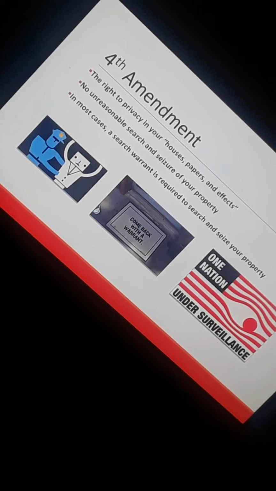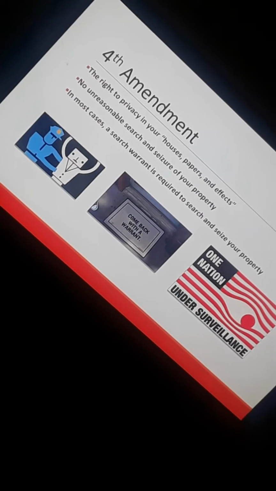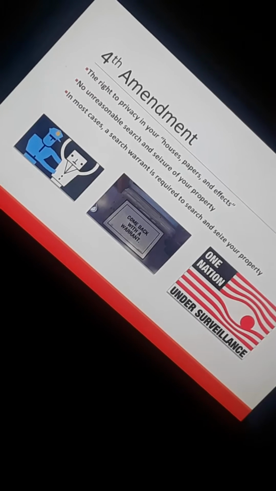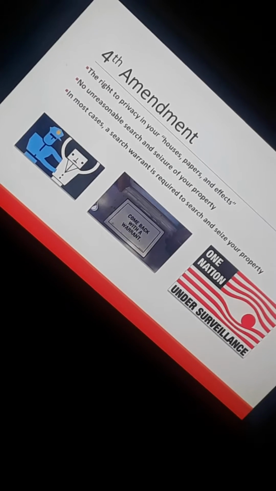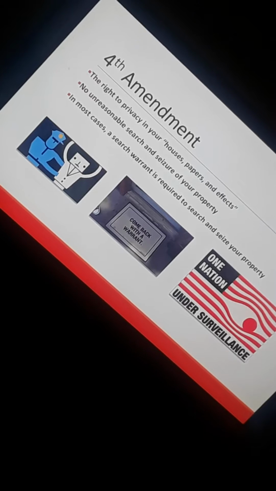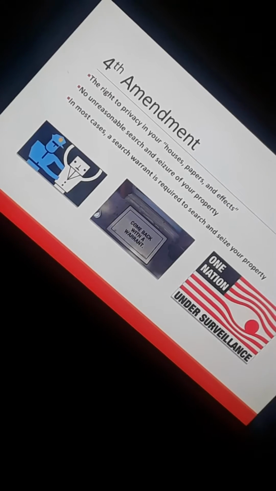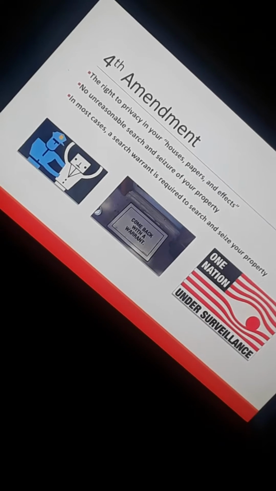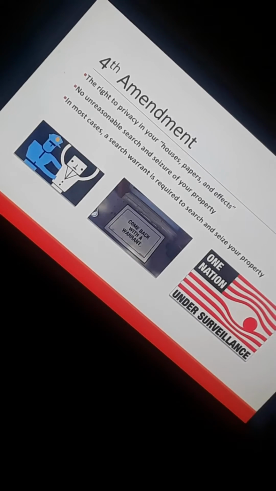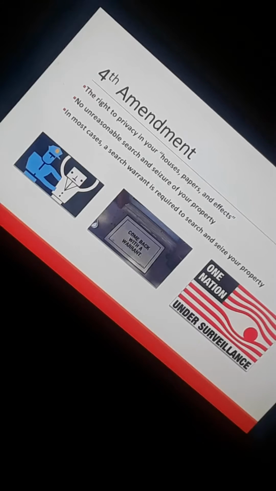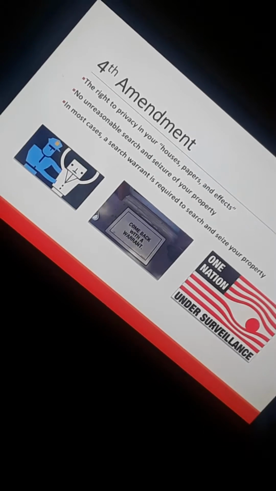They need to go convince a judge that there's a reason why they need to go in and search your home. It's the same as a policeman if you're walking down the street. If they don't have something called probable cause, or if you're driving in your car, a policeman cannot search your car unless there's something called probable cause.